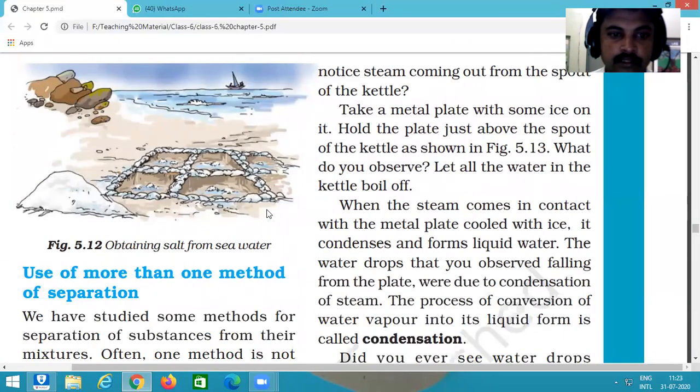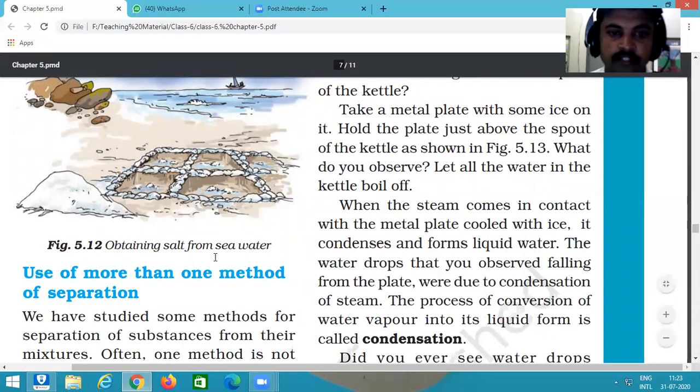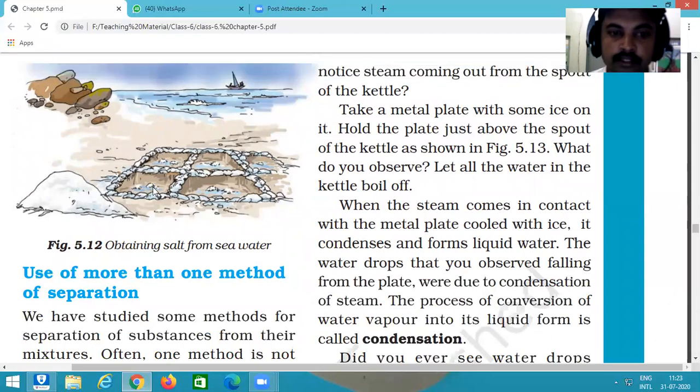This is the process of obtaining salt from seawater. These are the shallow pits, and the seawater is put into these pits and stands for a few days. After evaporation, only solid particles remain in these pits, and after some purification methods on the impure mixture of solid salts, we get our common salt.